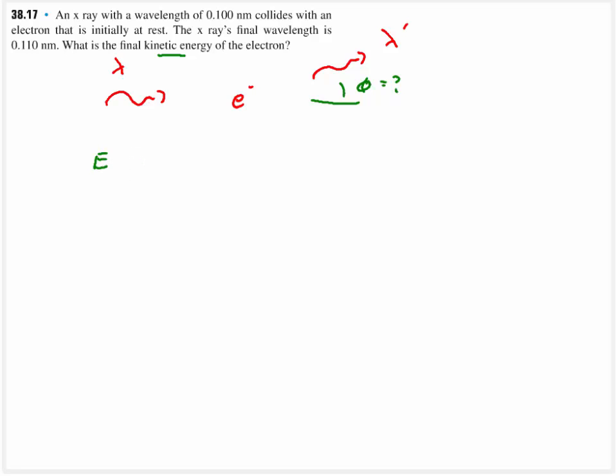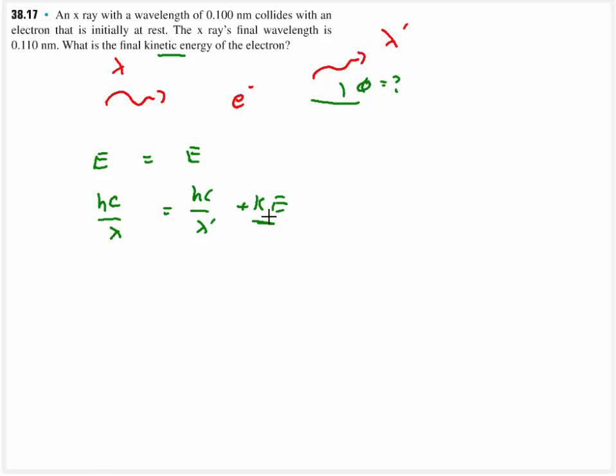Well, we're going to say the energy before the collision occurred has got to be equal to the energy afterwards. And so here we're going to have hc over lambda is equal to hc over this new wavelength plus whatever kinetic energy that the electron gained.